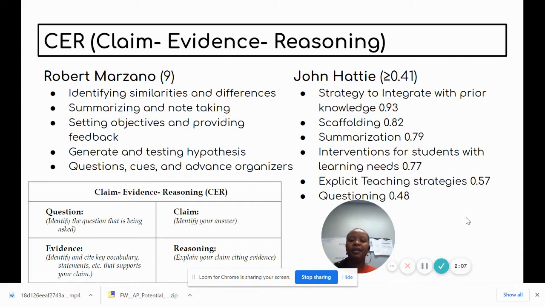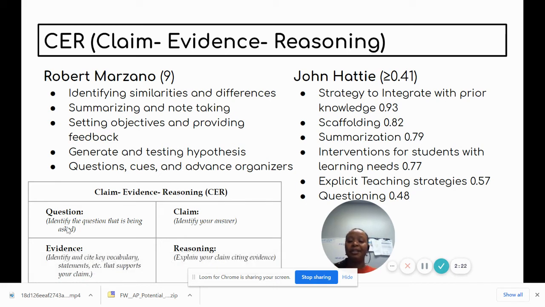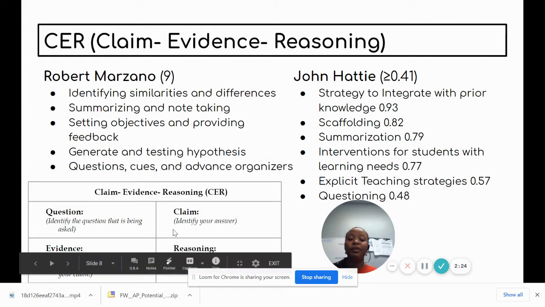So at the bottom left, you see the graphic organizer I created for claim evidence reasoning. Because I put the Q here, it's technically a QCER, but I don't like the Q there. The Q means question. When you have a problem, you have to identify what are they asking you for. Claim is, what's your answer?